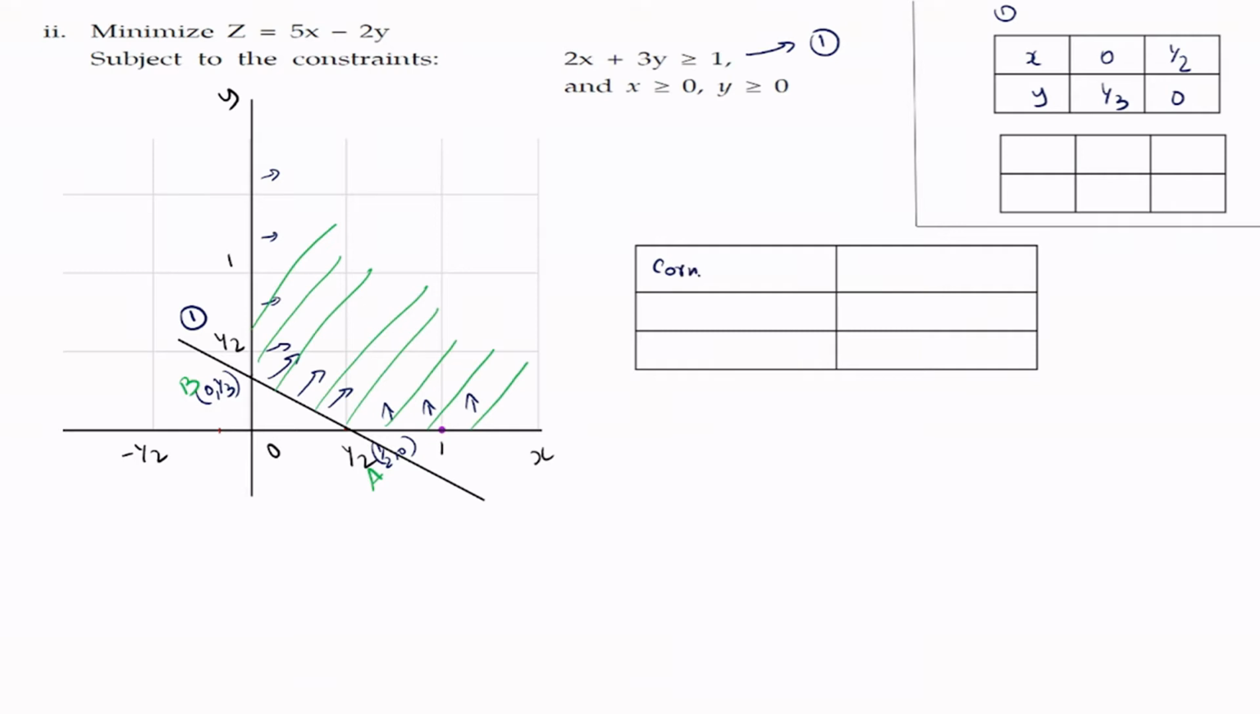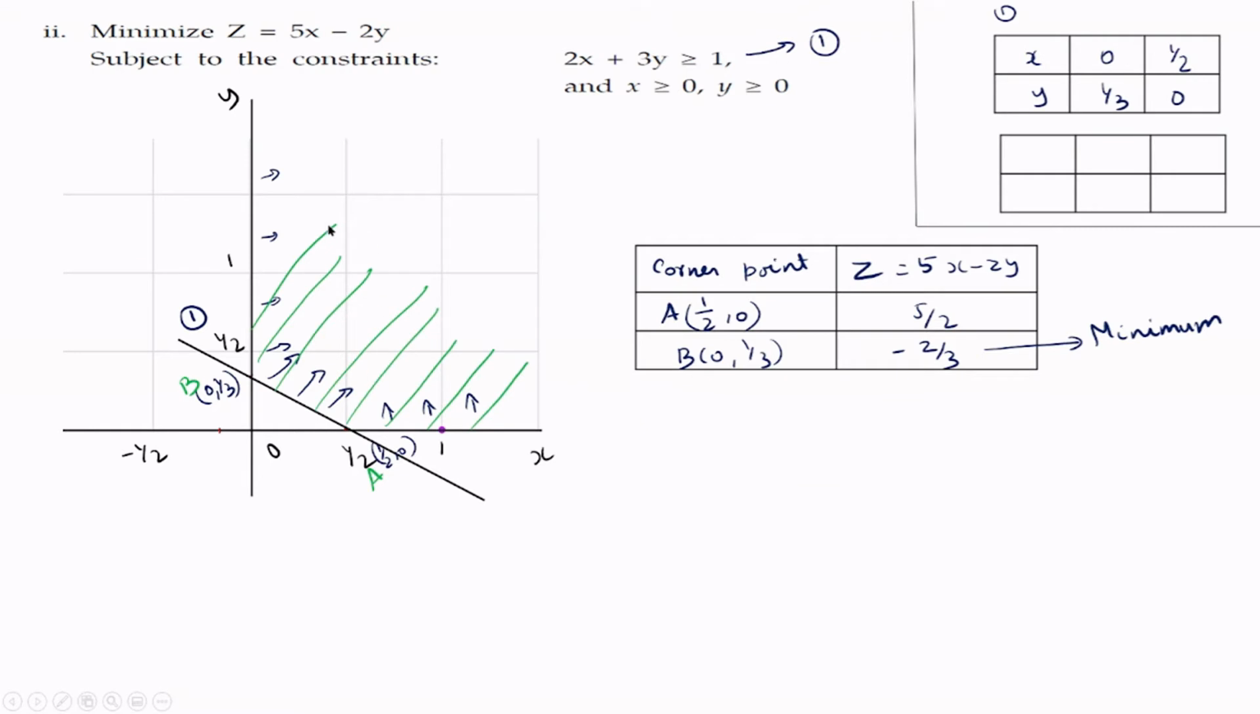So here we have the corner point. Let us draw a table like this. And Z is equal to 5x minus 2y. So at corner point A, half comma 0, Z is 5 by 2. And at corner point B, 0 comma 1 by 3, we have to substitute x as 0 and y as 1 by 3. So we get minus 2 by 3. So this is the minimum value.